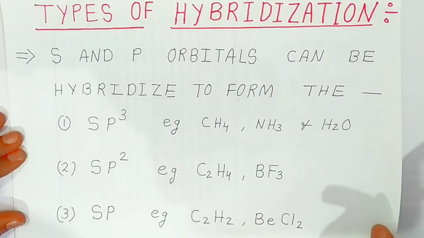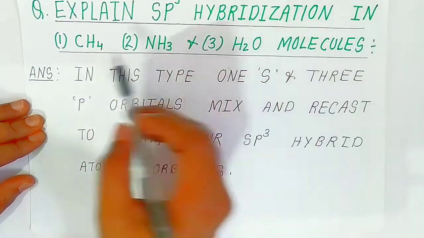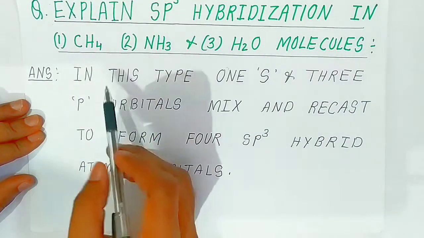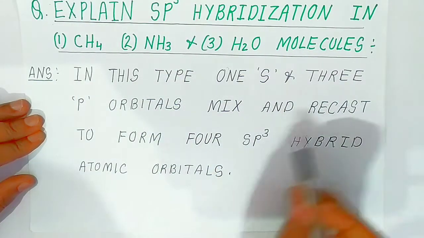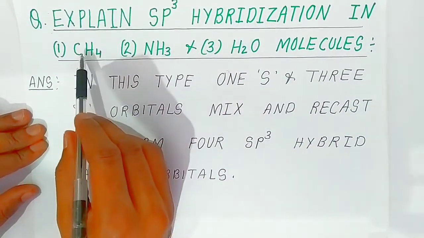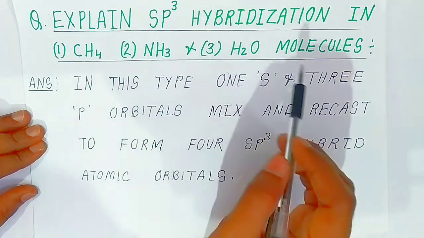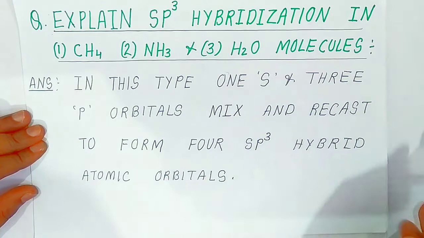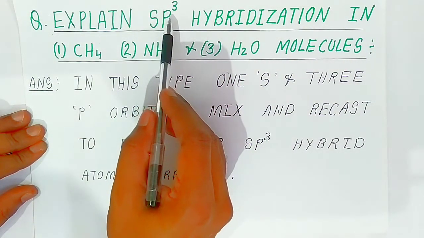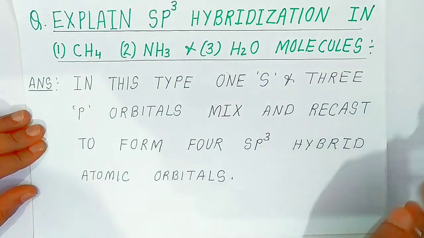Now we will go into detail and explain the sp3 hybridization in methane, ammonia and water molecules. sp3 hybridization means 1 s orbital and 3 p orbitals mix and recast to form the sp3 hybrid atomic orbitals. Here the carbon of methane will go sp3 hybridization, the nitrogen of ammonia will go sp3, and the oxygen of water molecule will go sp3 hybridization. That means one s orbital and 3 p orbitals. The p has 3 subsets, and they will hybridize and form sp3 atomic orbitals.